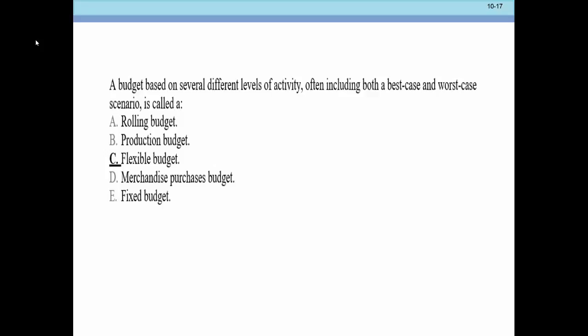Okay, good. So let's go ahead and let's take a look, and we say that based on a budget, based on several different levels of activity, often including both a best case and worst case scenario. I don't know about that. It could just simply be what? This is what we expect, and then we're going to compare it to the actual. That is going to be considered a flexible budget. But it has different levels of outcomes versus different levels of activity.